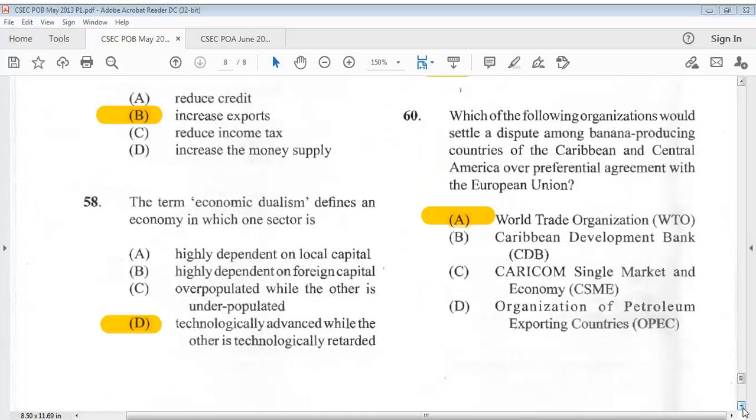60 says, which of the following organizations would settle a dispute among banana producing countries of the Caribbean and Central America over preferential agreement with the European Union? We know that's the World Trade Organization, WTO. So we have come to the end of the CSEC Principles of Business, May-June 2013, Paper 1.